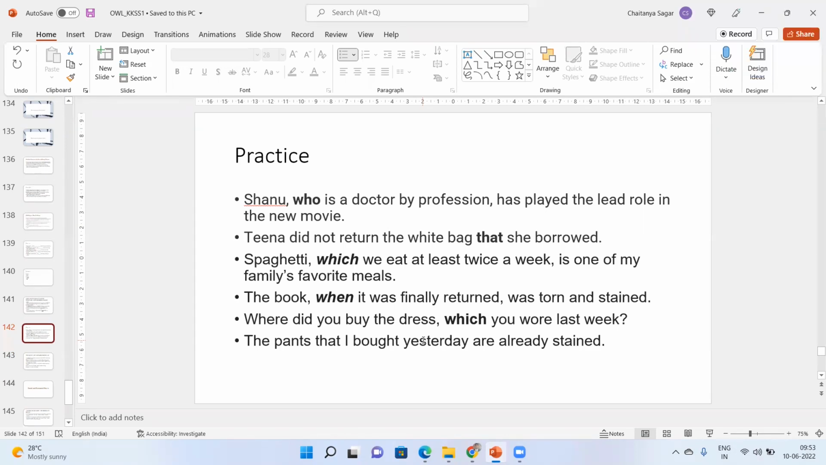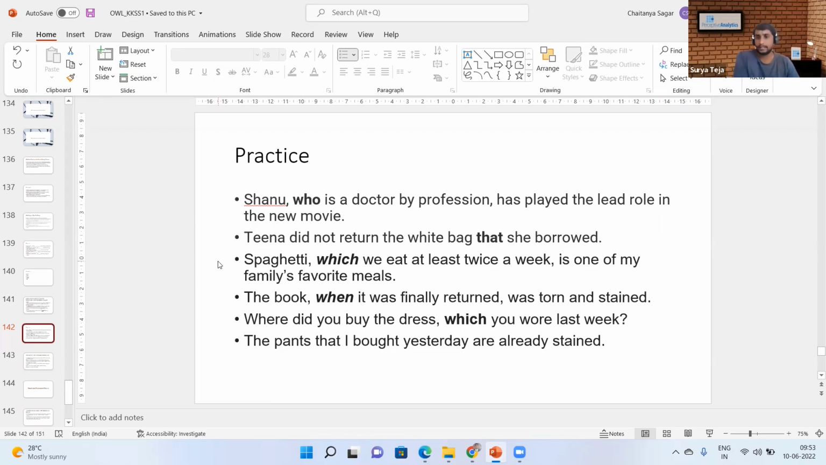It's correct. Okay, so that is the correct one. Because we are referring to a person, we have used who, and it is giving additional information. It is separated by commas. So basically what you want to communicate is Shanu has played the lead role in the movie. That's what you wanted to communicate. This is giving extra information about what Shanu does.